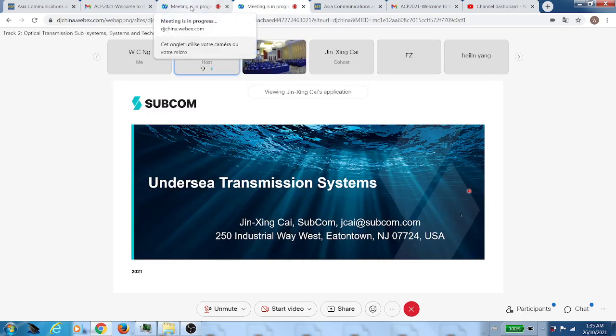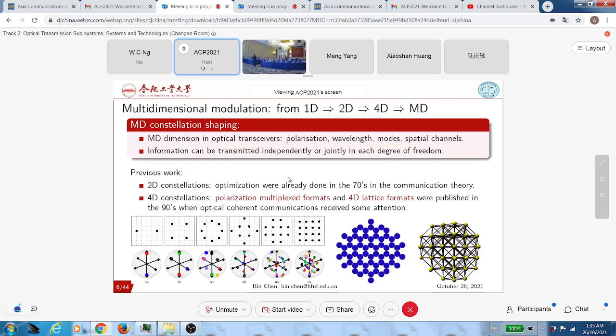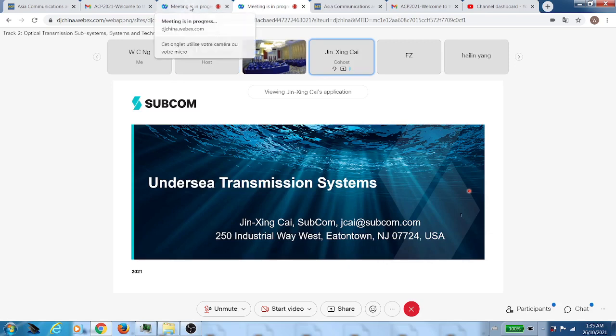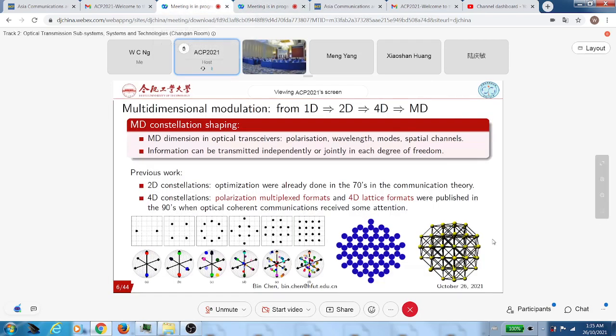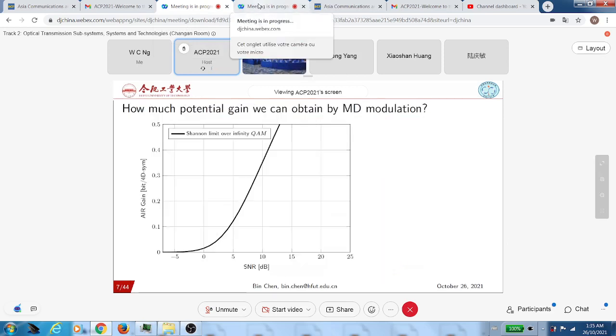4D has been investigated in the last 20 years, because in the optical community, people started to use coherent communication and polarization. 4D formats and 4D lattice formats have been published and investigated. So this is a short review.